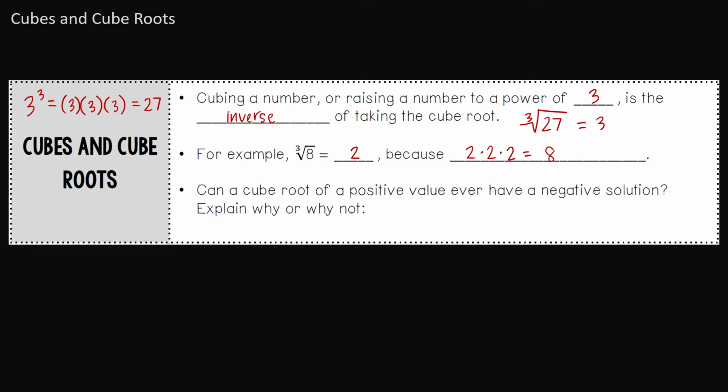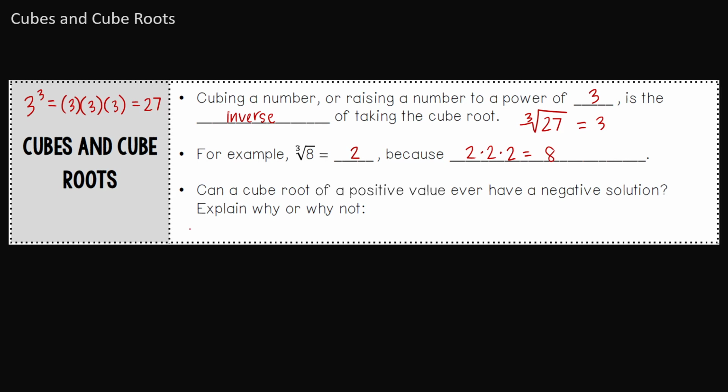Now here's an interesting question. Can a cube root of a positive value ever have a negative solution? Let's think about this. We know that squaring a number can have 2 outcomes because a negative number times a negative number is always positive.